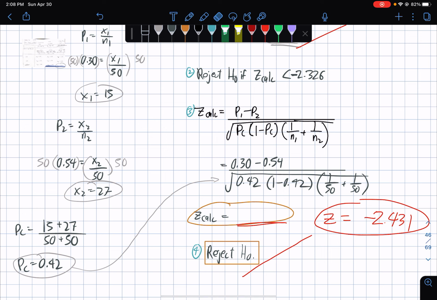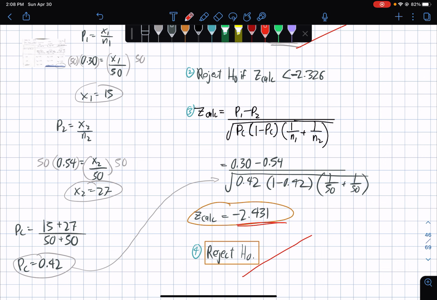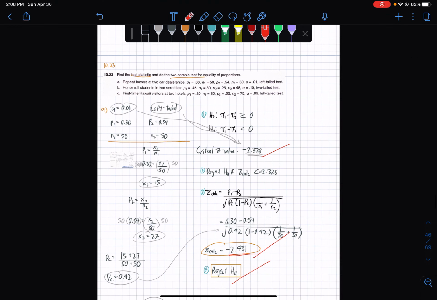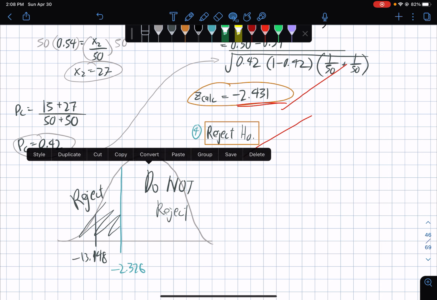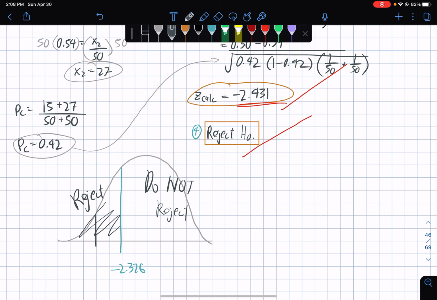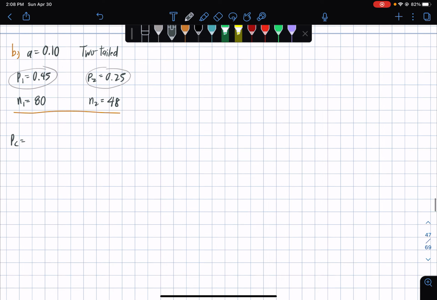There you go. Now the calculator says that it's negative 2.431, which is exactly this one. Good call. So let's visualize it again in the graph that we've drawn a while ago. This region is negative 2.431. Negative 2.431 is less than negative 2.326. So it's here in this region. Still reject H0. Okay, let's go back to letter B.